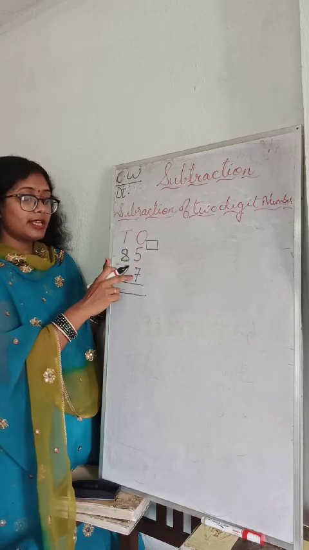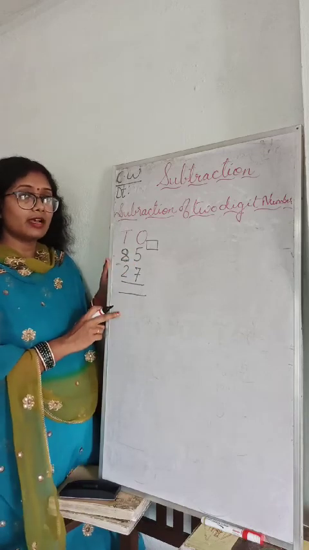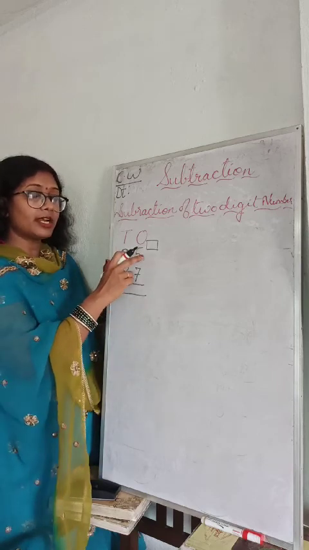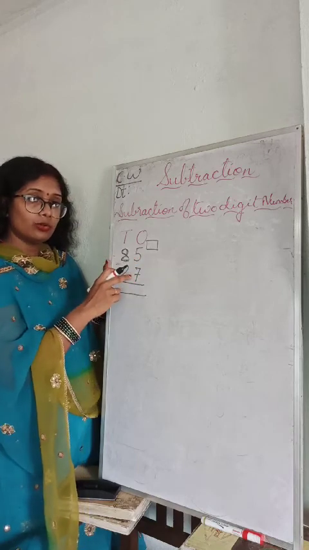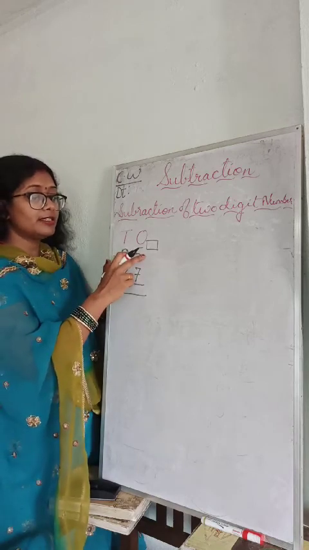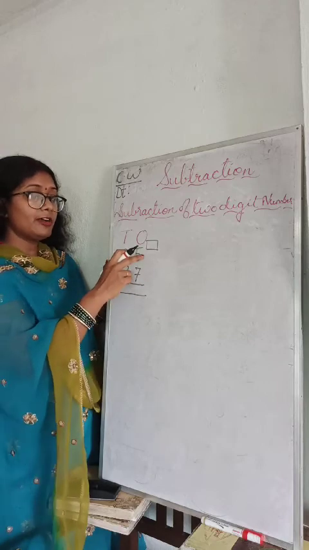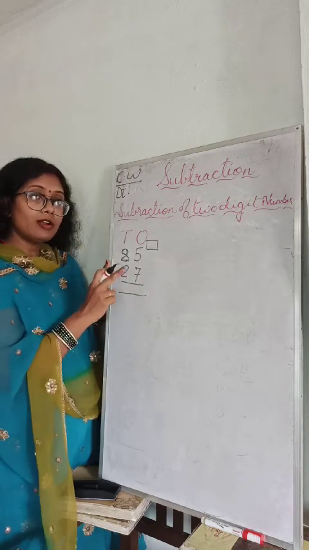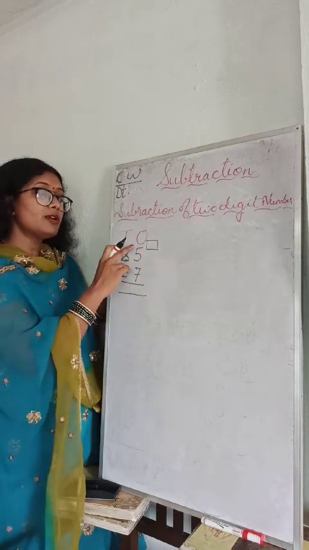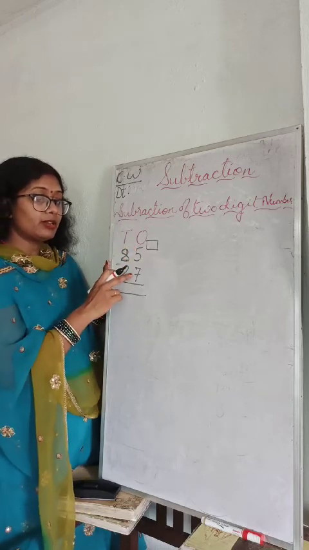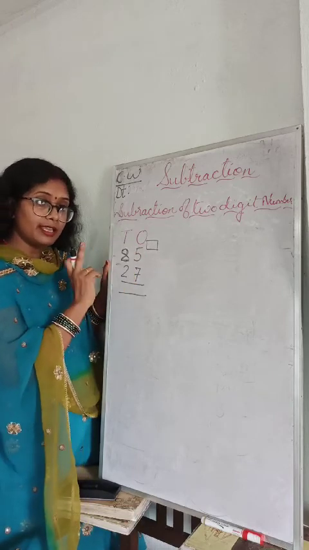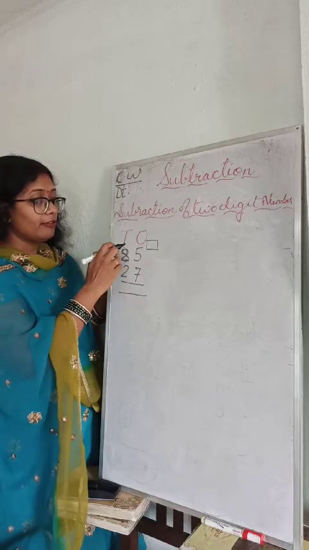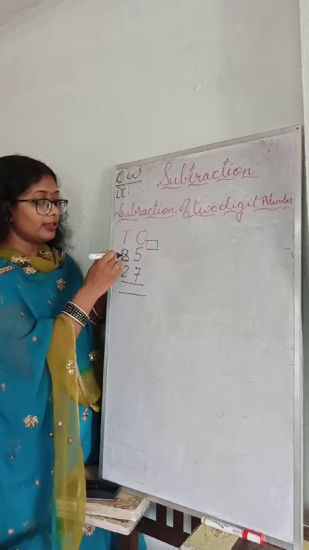Before that, I will make a box here so that you can understand it in a better way. Can we subtract 7 from 5 ones? क्या 7 को हम 5 से subtract कर सकते हैं? Can 7 ones be subtracted from 5 ones? No. Why? Because 5 ones is smaller and 7 ones is a greater number. We cannot subtract a greater number from a smaller number. एक बड़े नंबर को छोटे नंबर से subtract नहीं किया जा सकता है. Then what will we do now? अब क्या करें? We will borrow 1 from 8.